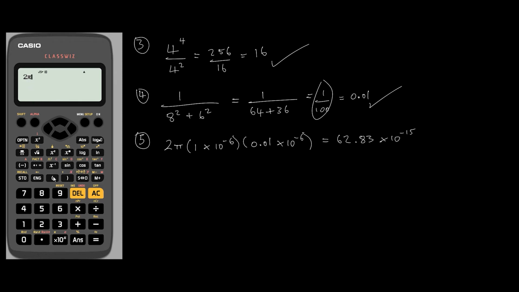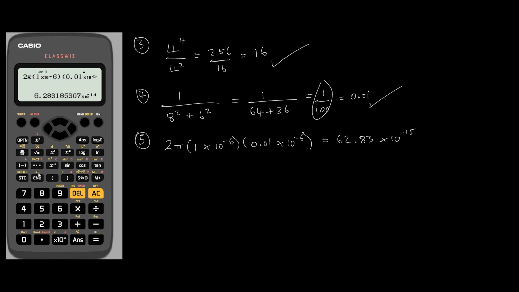Use brackets liberally, so I'm going to open a bracket and type in 1 times 10 to the minus 6. So you do need the 1 here, so I'm going to hit 1 times 10 to the minus 6. Close brackets. You can then imply multiplication by just opening another bracket straight away. And then we have this 0.01 times 10 to the minus 6 to go in, 0.01 times 10 to the minus 6, and then close that bracket, and do equals, and we end up with 6.283 times 10 to the minus 14, which looks a bit like this.